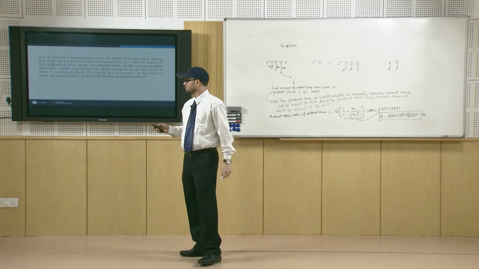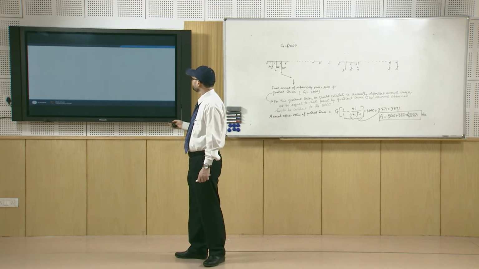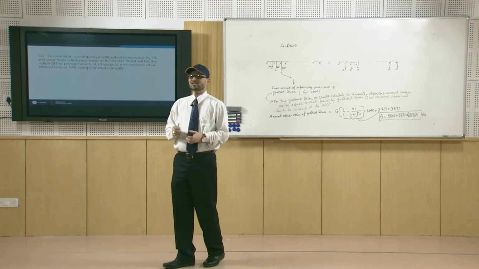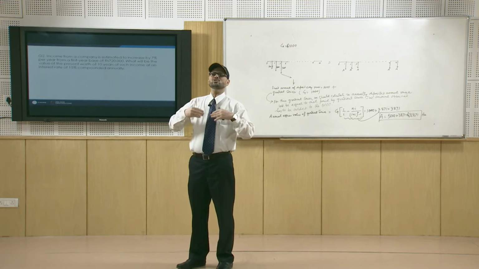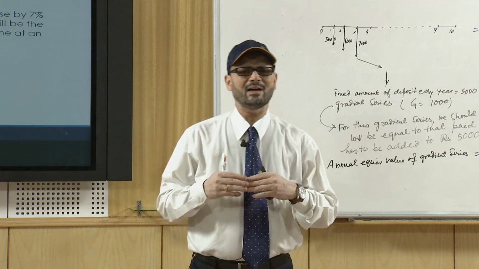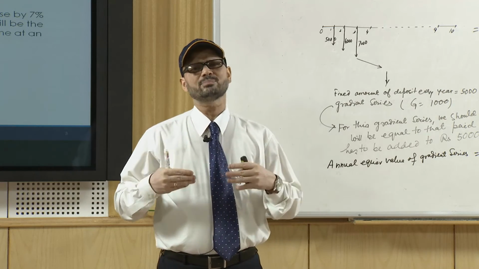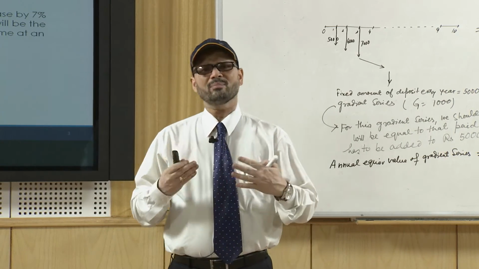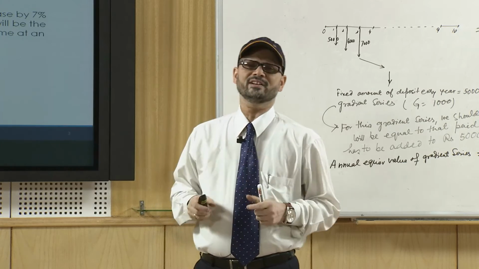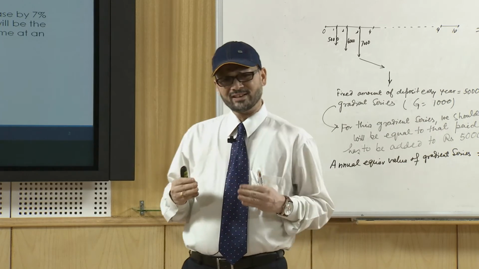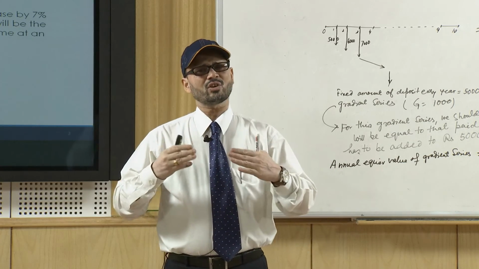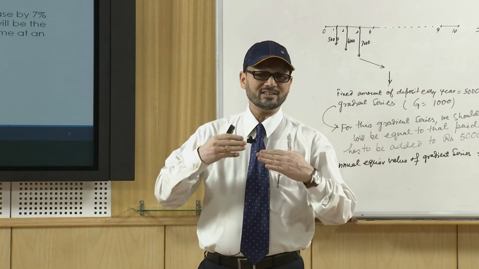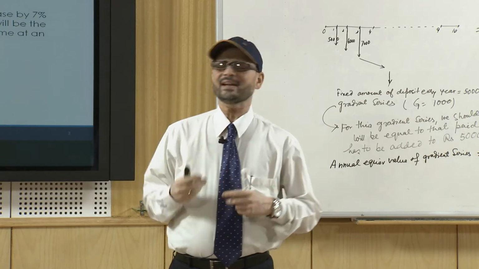Let us go to the next problem. The next problem is related to the geometric gradient series factors. We have discussed two types of gradient series factors. One is the uniform gradient series, another is the geometric gradient series. In the geometric gradient series, the gradient is not a constant amount, but it is increasing as a percentage.